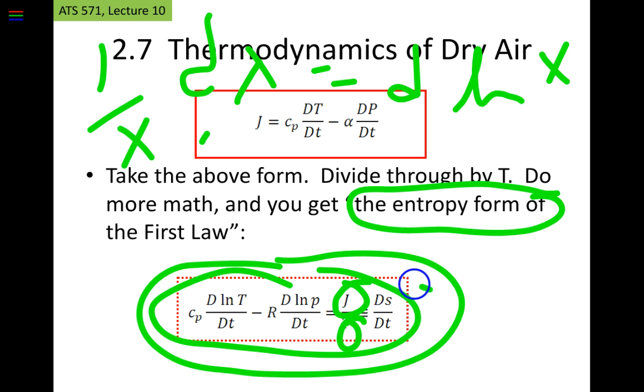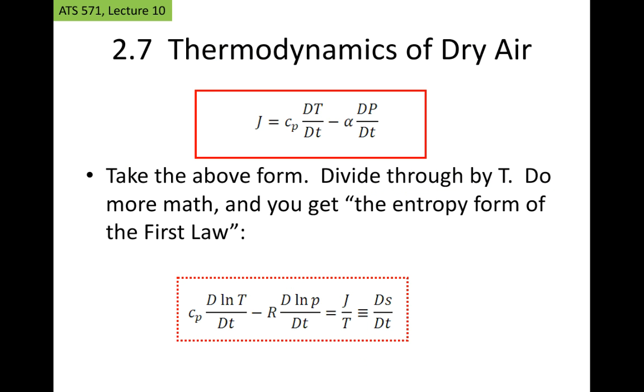That happens to be the time rate of change of S, where S is our entropy. This is how entropy is changing in this air parcel with respect to time. This is not physical meteorology, so we're not going to get bogged down here as to what we mean by entropy.